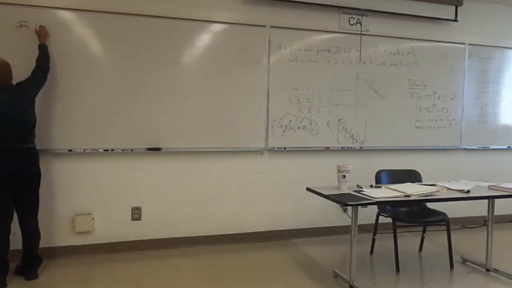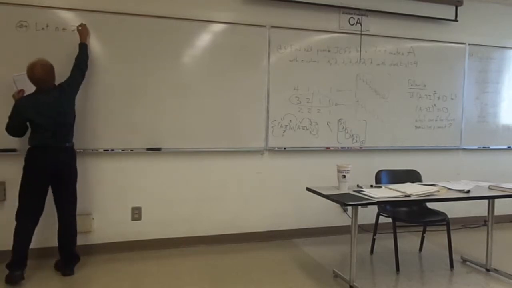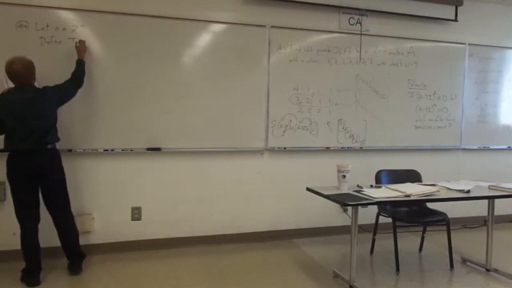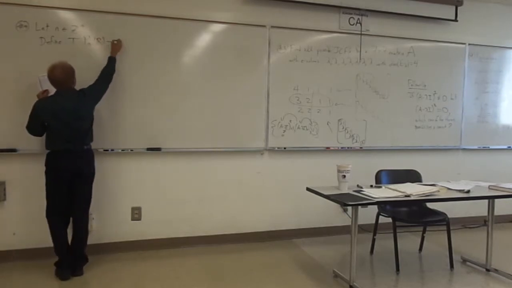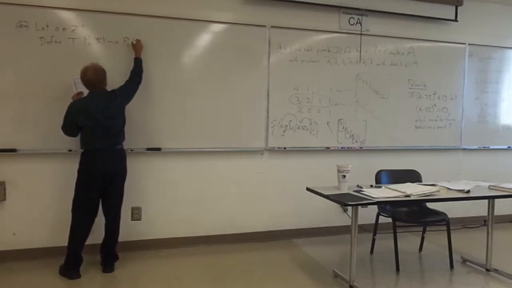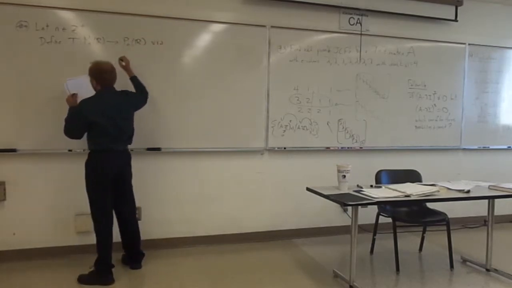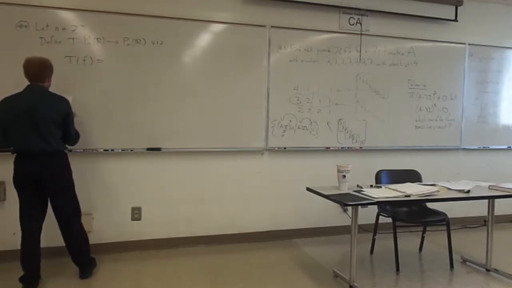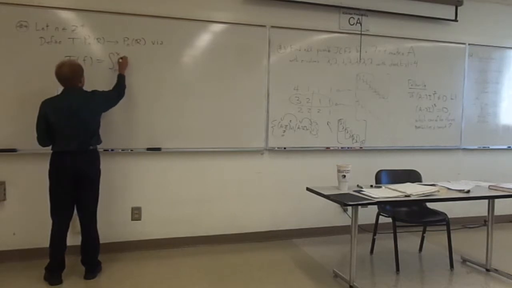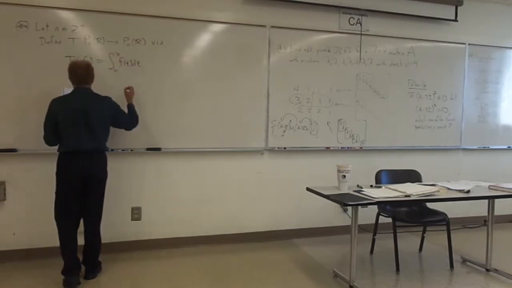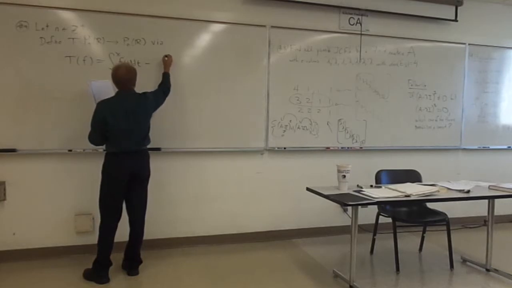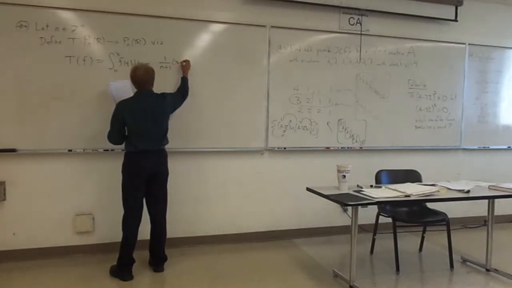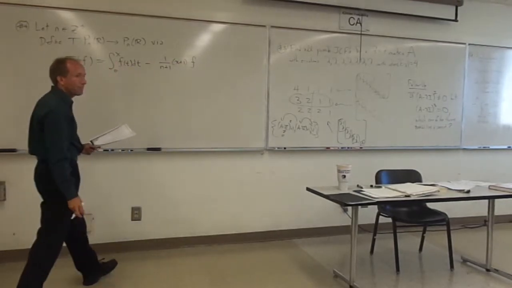Okay, so let's take a positive integer n, and I'm going to define t to go from Pn of r over to Pn of r via t of f equals the integral from 0 to x of f of t dt minus 1 over n plus 1 times x plus 1 times f. Okay, I think this is new.